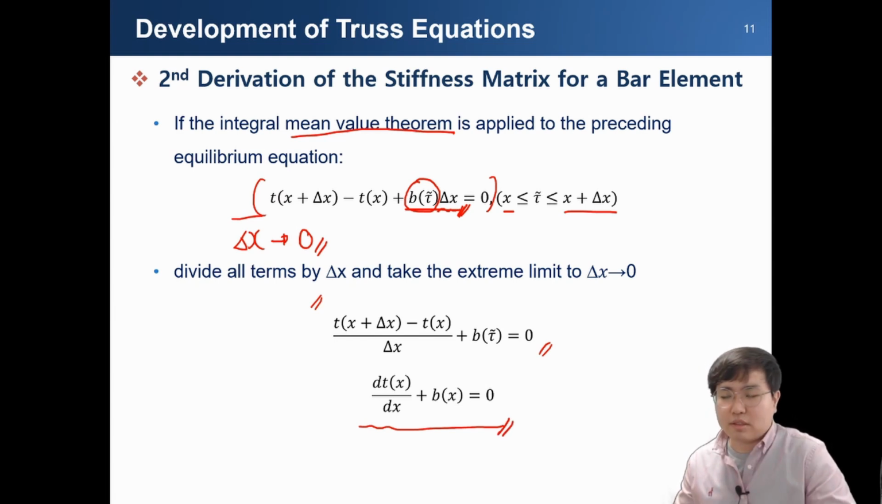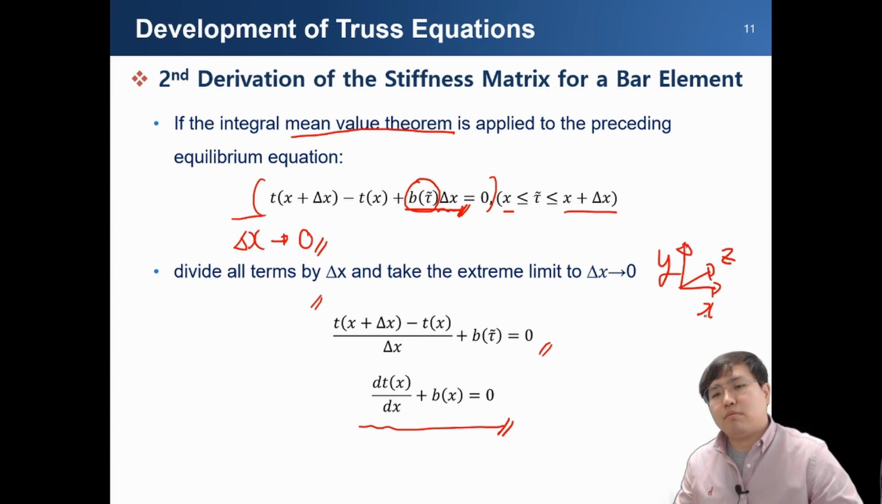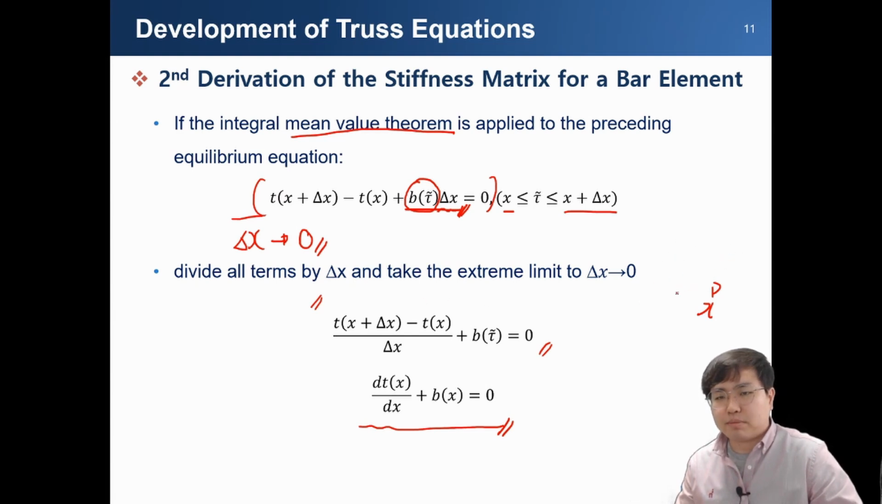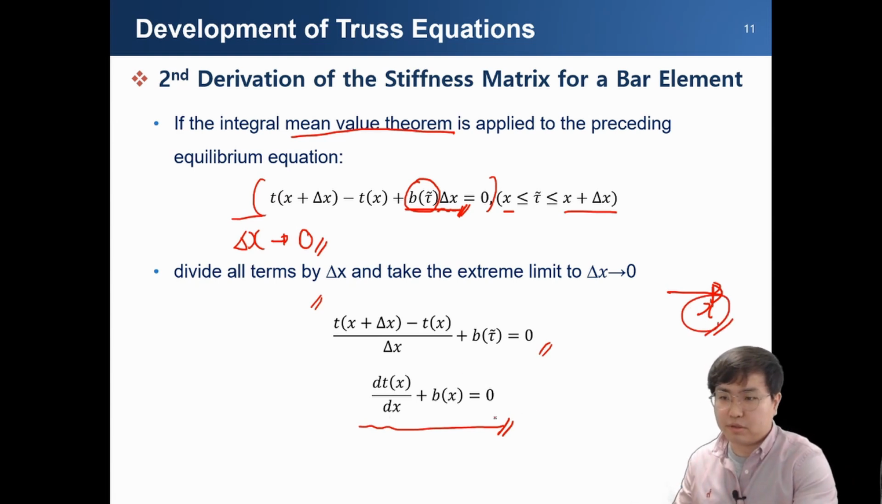At this stage we have only a single unknown variable, so this equation becomes an ordinary differential equation. However, when you have two or more variables, for example in two-dimensional or three-dimensional space with x, y, z, this equation becomes a partial differential equation. In this case we have only a single domain variable x, so we obtain the ordinary differential equation. And just remember that T can be expressed with sigma and the cross-section area.